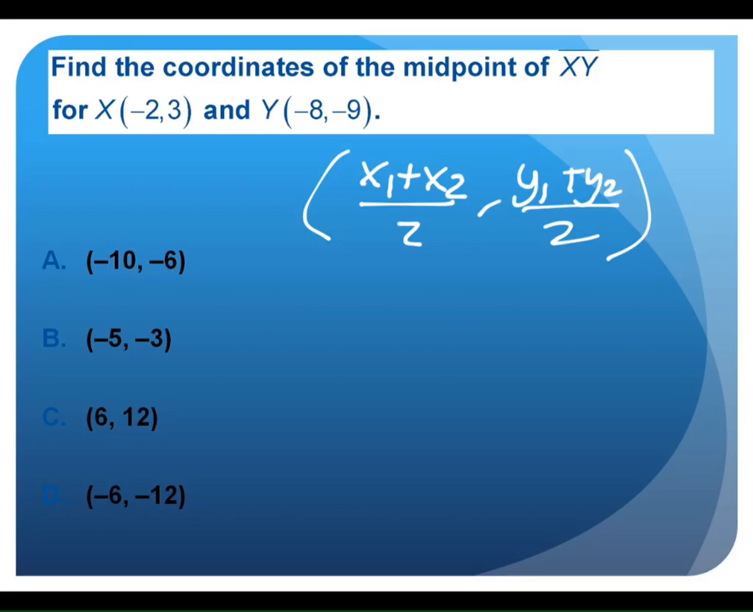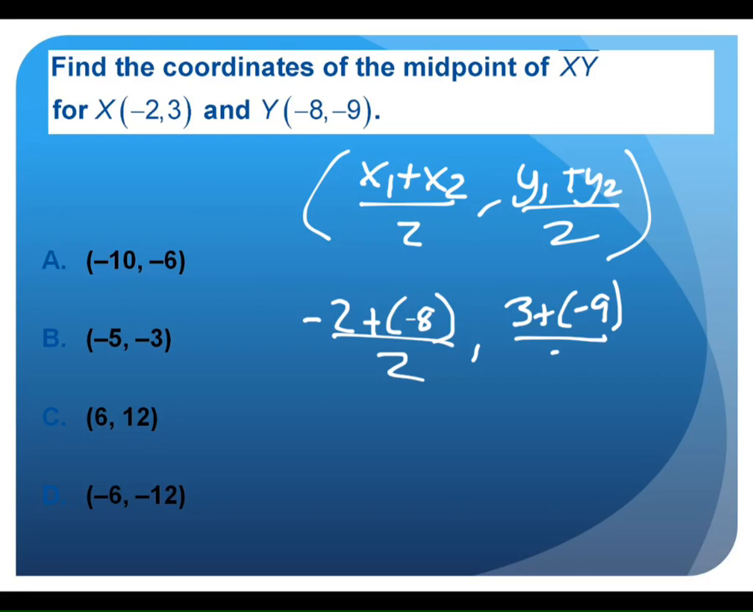Okay. So my 2 x points are negative 2 and negative 8. So I'll take negative 2 plus negative 8, divide that by 2. My 2 y coordinates are 3 and negative 9. So I'll add those together, divide that by 2. Well, if I'm in debt $2, I'm in debt $8 more. I'm in debt $10. I have $3. I add a debt of $9. So I'm negative 6.